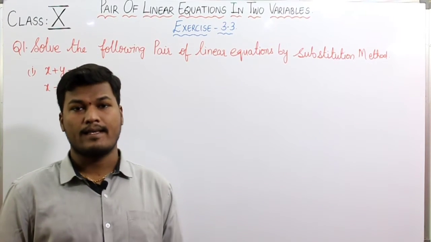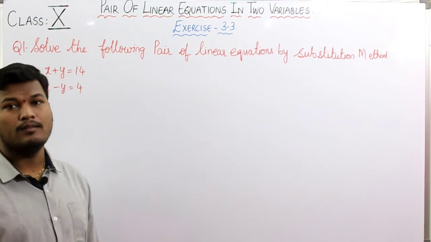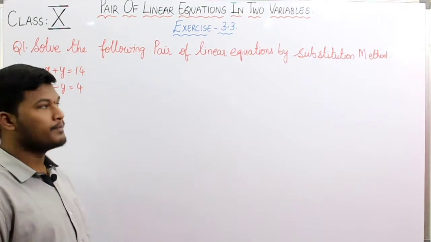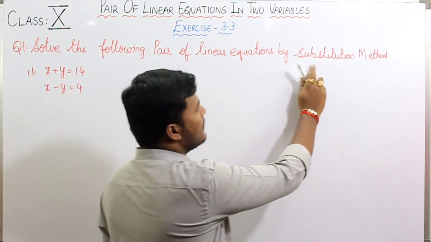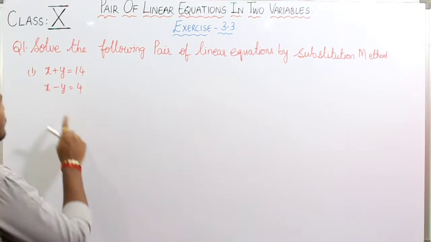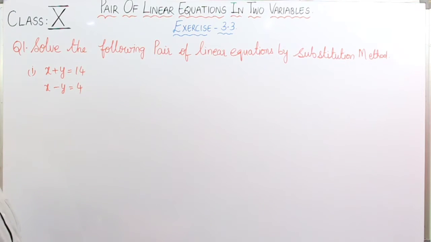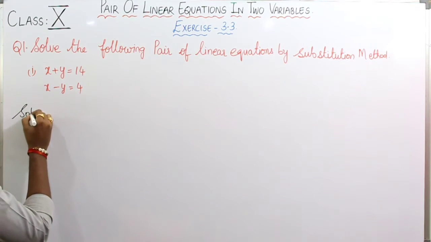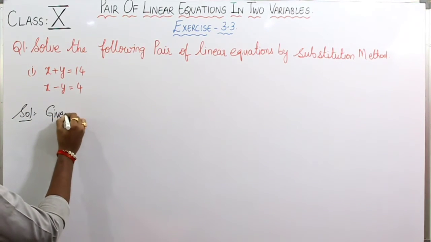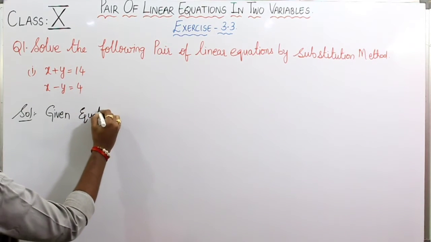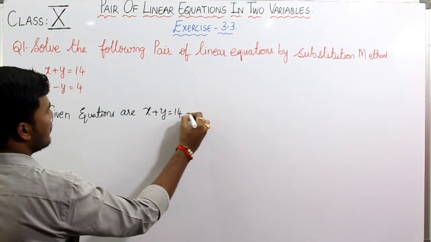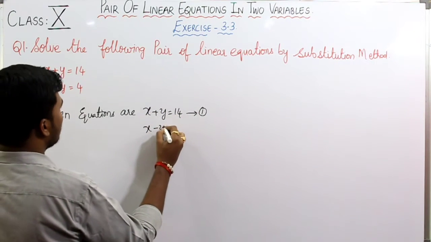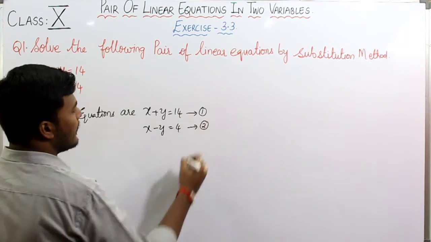Now let us solve exercise 3.3 problems of this pair of linear equations in two variables. The first question is: solve the following pair of linear equations by substitution method. The equations are x plus y is equal to 14 and x minus y is equal to 4. So first, let us consider the equations. Given equations are x plus y is equal to 14, this is the first equation, and x minus y is equal to 4, this is the second equation.